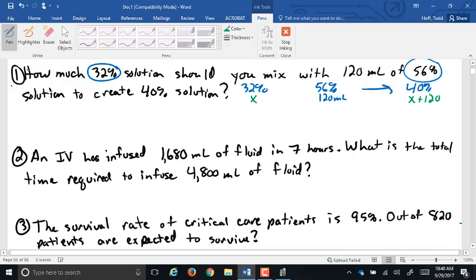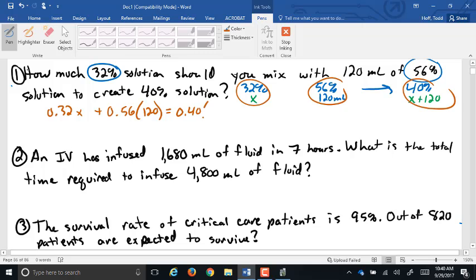X plus 120. So that means our equation: 32% times X is going to be 0.32 times X, plus 56% times 120 will be 0.56 times 120, equals 40% will be 0.40, or just 0.4 if you want to, times X plus 120.